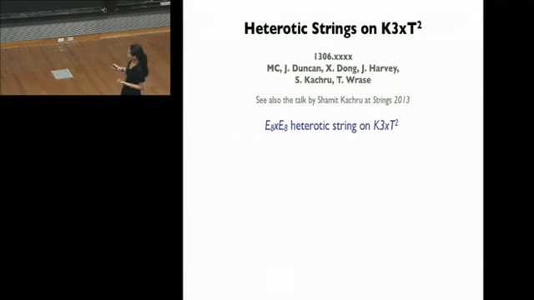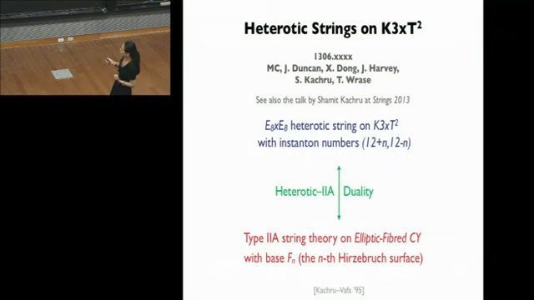And let's remind ourselves, when you consider E8 times E8 heterotic strings on K3 times T2, from the anomaly consideration, the instanton numbers on the two sides of E8 have to add up to the Euler characteristic of K3, which is 24. So we can parameterize the topological sector of such compactifications by this number n, denoting the instanton numbers.